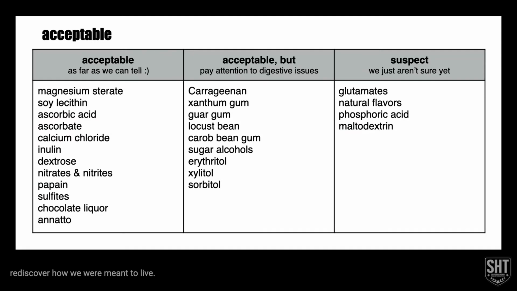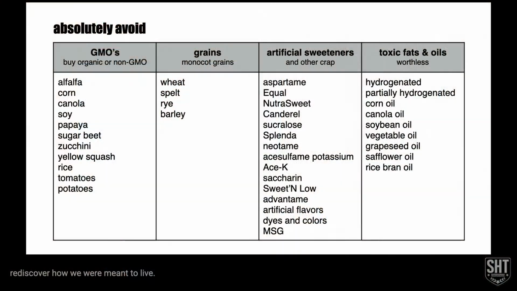But just as an idea, we do have a list of things that are acceptable, that are possibly tolerable, but you have to pay attention because maybe you'll experience some digestive issues from it, and so, some things that we're just not sure about, and then some things that we absolutely know that we want to avoid. All right, so we definitely avoid, again, the GMOs, the grains, the artificial sweeteners, and the toxic fats and oils.